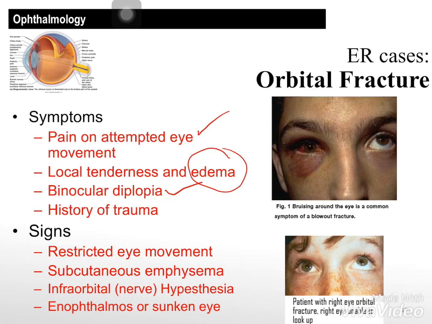Also, other signs would include restricted eye movement. There can be enophthalmos or sunken eye, such as this case. There could be subcutaneous emphysema because of subcutaneous air coming from the sinuses, and infraorbital hypesthesia. This eye, the left eye, is on upgaze, but you observe the right eye, it is looking forward. There is an attempt to look up, but not as much as that of the left eye.